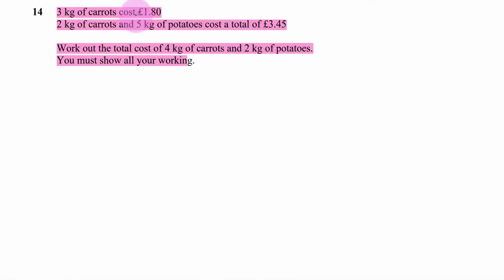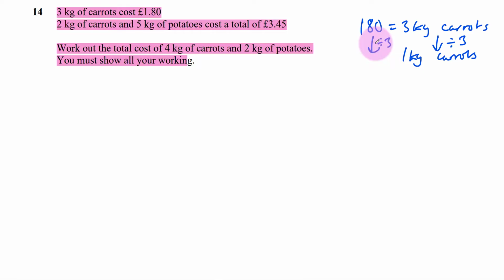Well, we've got to work out how much carrots cost per kilo, right? So let's just deal with whole numbers. So 180, that's £1.80, is 3 kg of carrots. So to get 1 kg of carrots, we have to divide by 3. If you can do that mentally and know it's 60, it's good. But if in doubt, use your bus stop. 3 into 1 is 0, carry the 1. 3 into 18 is 6, 3 into 0 is 0. So we know from this it's 60p equals 1 kilogram of carrots.